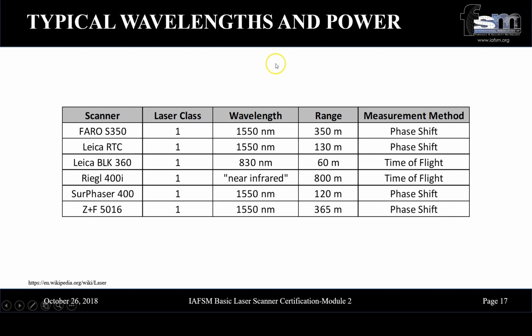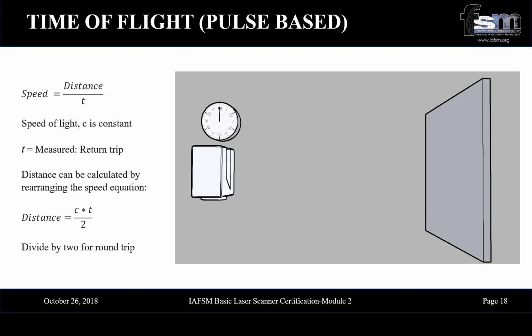Well, we've talked about lasers, classes, and the electromagnetic spectrum. What I'd like to do now is move into different types of lasers and how we calculate range, or how we calculate distance. The first one that we're going to discuss, which I think is probably the easier of the two to understand, is time of flight. Some people refer to this as pulse-based. I have a little animation here that I've created.